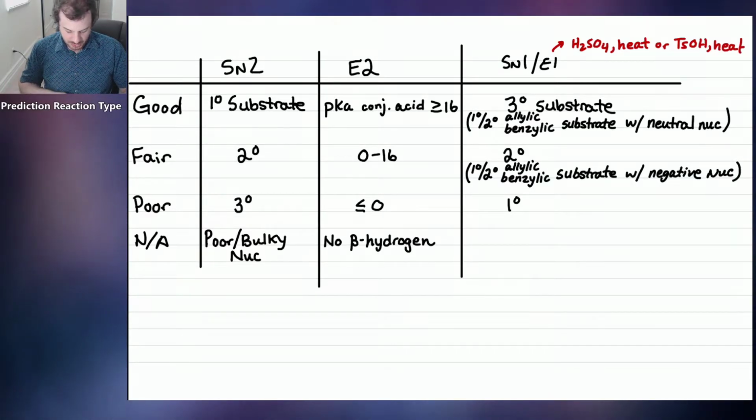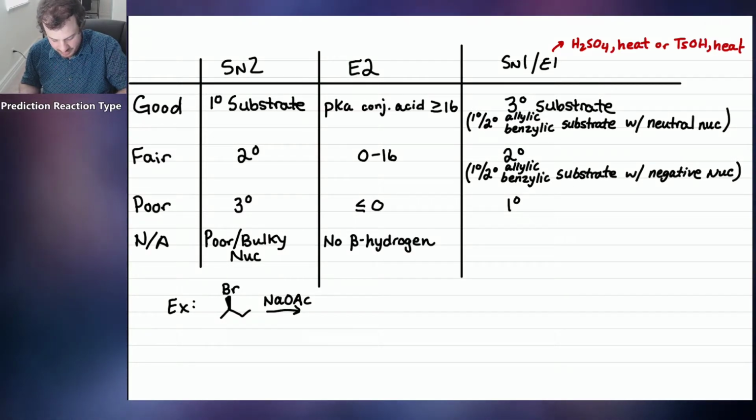Okay, so let's do an example here. I've got a lot of examples for you. Okay, first example, we are going to take this alkyl halide and treat it with NaOAc. Let's predict which reaction will occur.